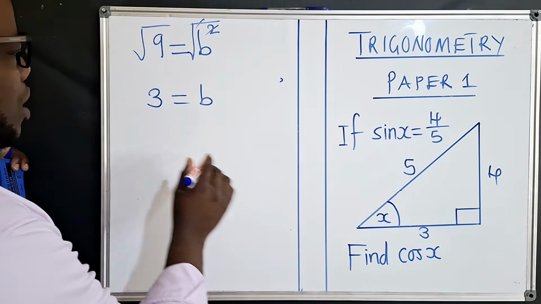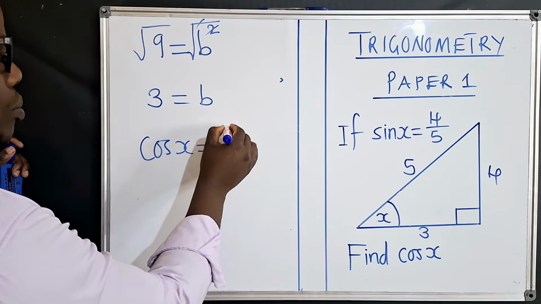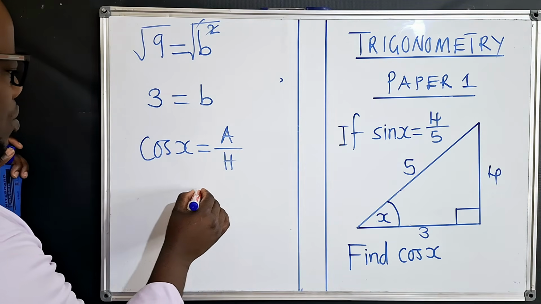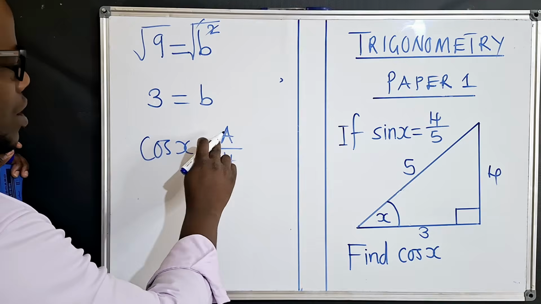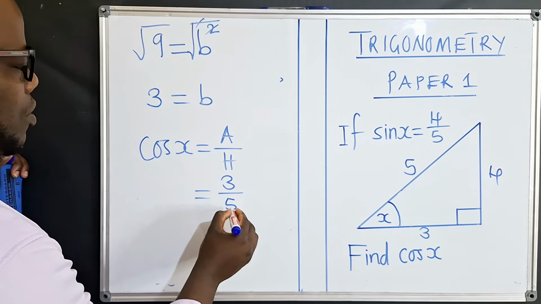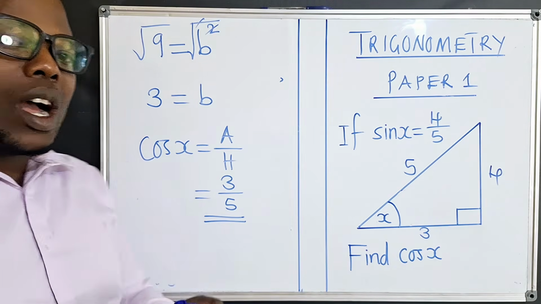Yes. So now we can say cos x, we know that it's supposed to be adjacent over hypotenuse. So here we can simply say, what is our adjacent? It's 3 over our hypotenuse. It's 5. And this is our answer.